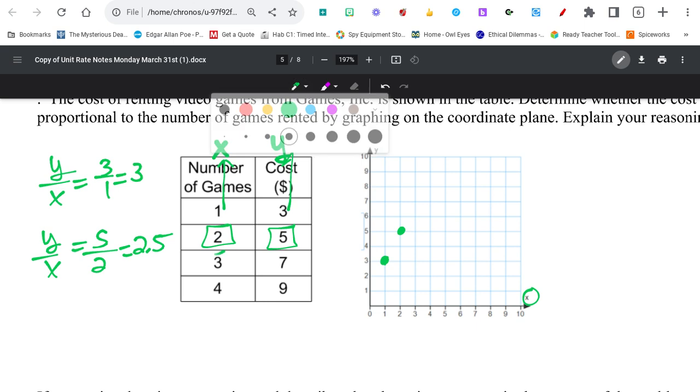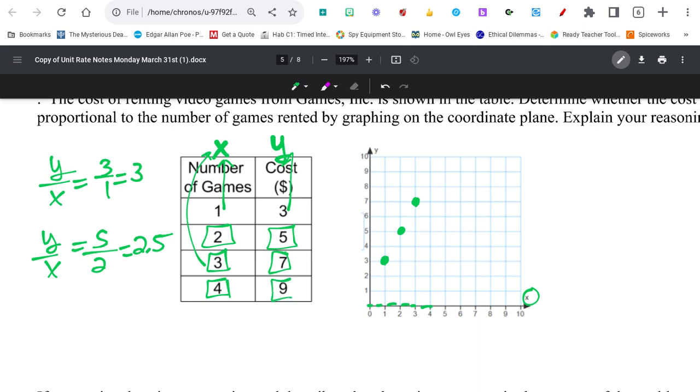3, 7 is over to 3 on the X. And then you're going to go up 7 for Y. So go up to the number 7 and you're right there. Again, you don't need these. I'm just showing you that so you can see how I'm getting the point. 4, 9, you're going to go to the right, 4 on the X, and then up to 9 on the Y, up to 9 on the Y, puts us right there.